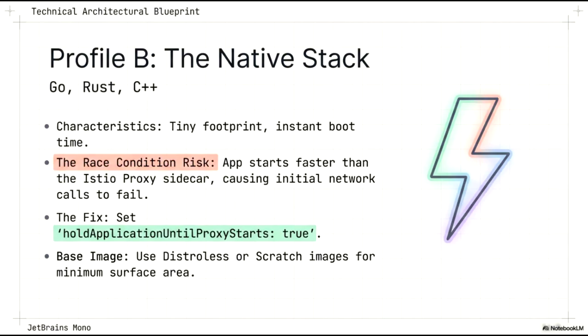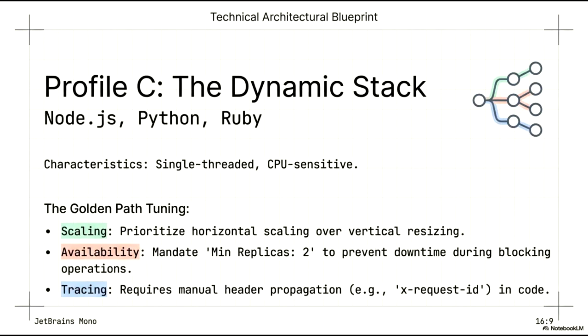Because the application initializes so quickly, it may attempt network calls before the Istio proxy sidecar is fully ready, resulting in initial connection failures. To resolve this, you must set hold application until proxy starts to true. Additionally, for the base image, we recommend using distroless or scratch images to ensure the smallest possible attack surface and minimum overhead.